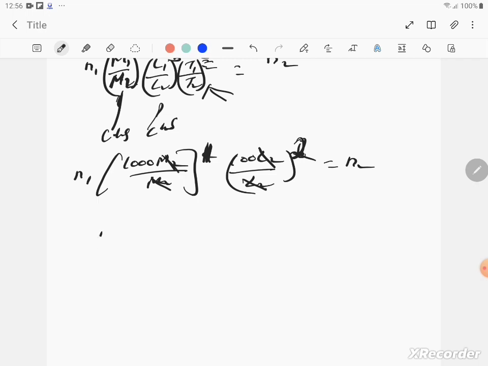M2 gets cancelled. N1 into 10 to the power 3 into 10 to the power 4 is N1 into 10 to the power 7, which is N2, and thus you got it in terms of erg. So 1 joule is 10 to the power 7 erg. Okay, so you got it.